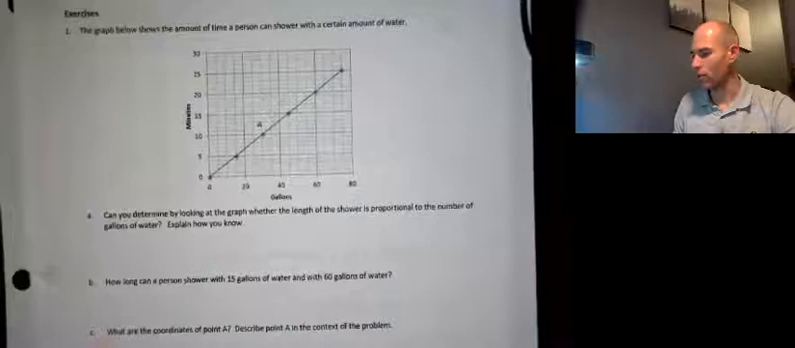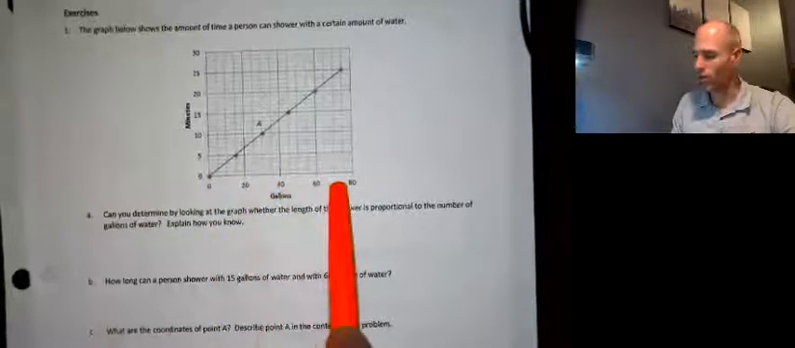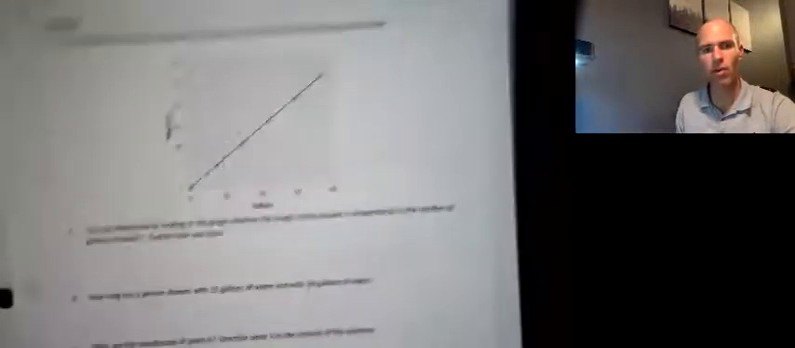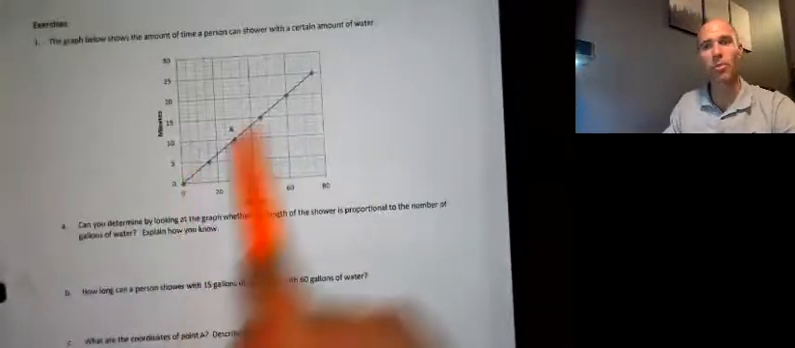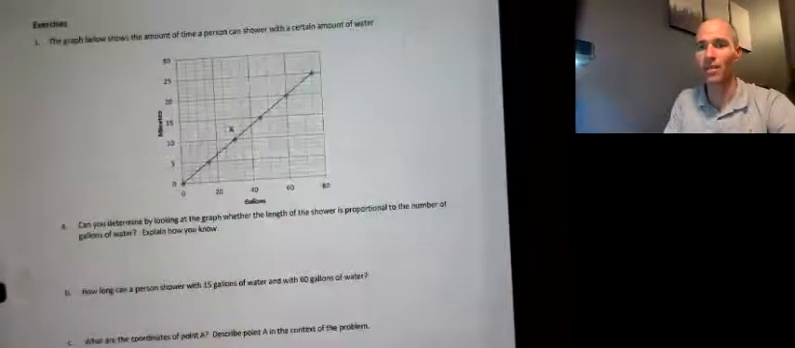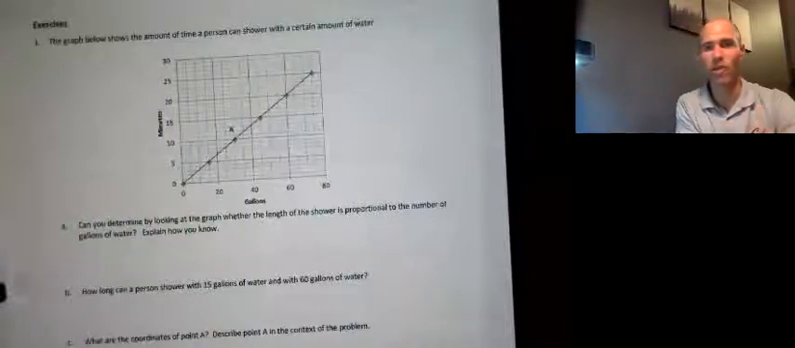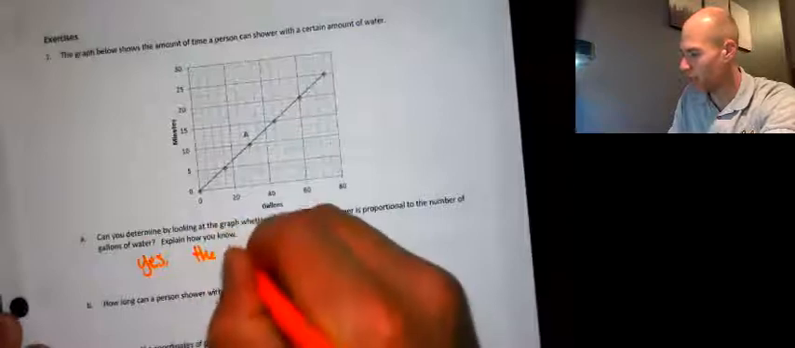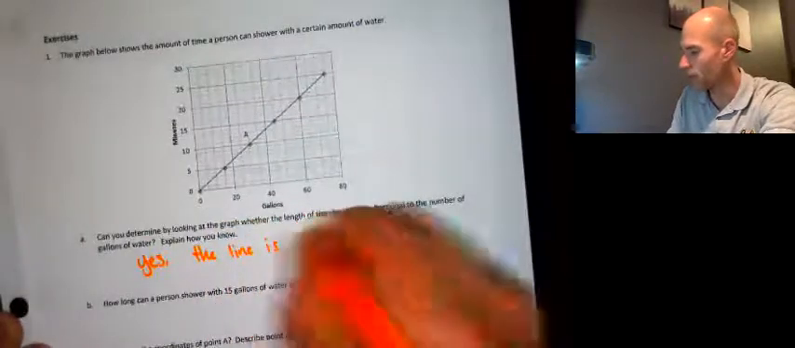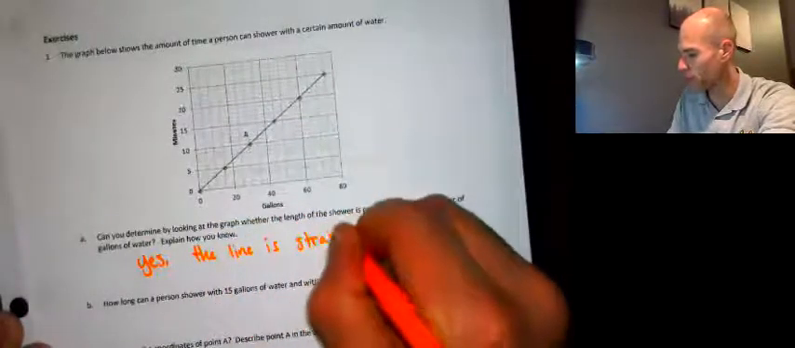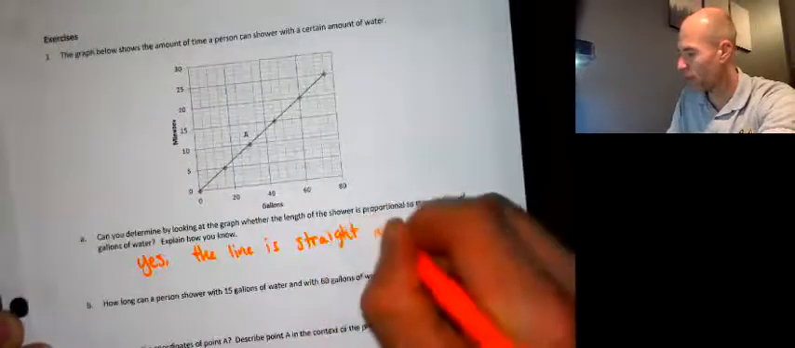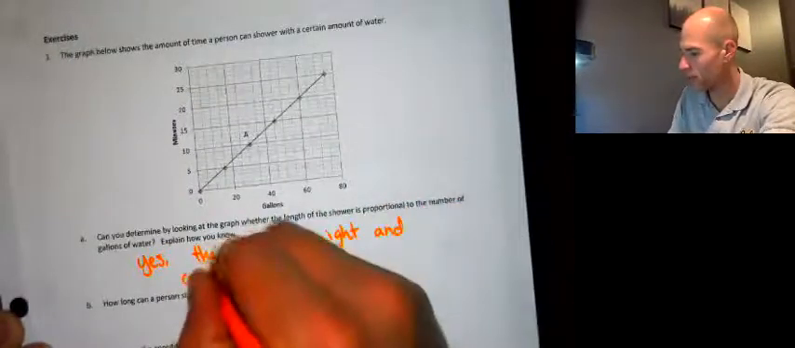All right, we got a graph that shows you have this many gallons of water. This is how many minutes you can shower for. We see immediately that it is a proportional relationship because this graph has a straight line that contains the origin. And so that's actually the very first question: can you determine by the graph that it's proportional? Yes. The line is straight and contains the origin.